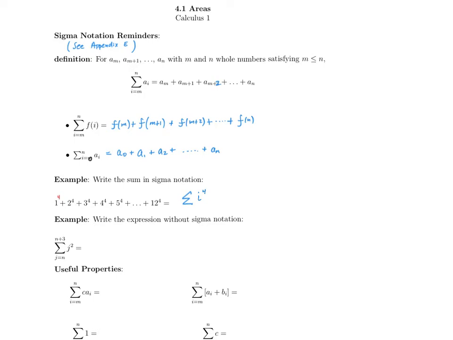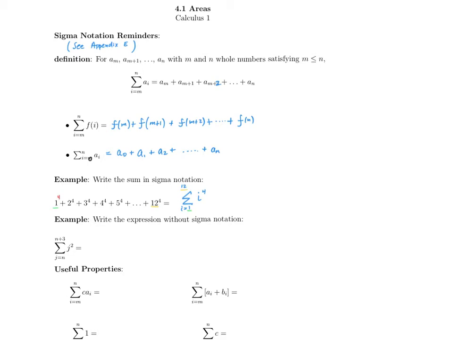We start off with this lower sum of having i equal to 1, and we continue adding in this fashion until we get to the upper sum where i is equal to 12. So in sigma notation, we have the sum from i equals 1 to 12 of i to the 4th.